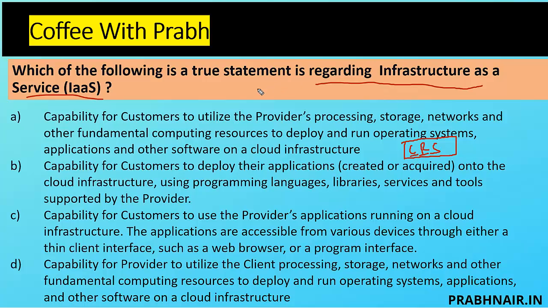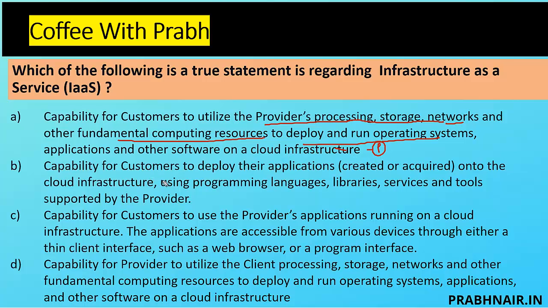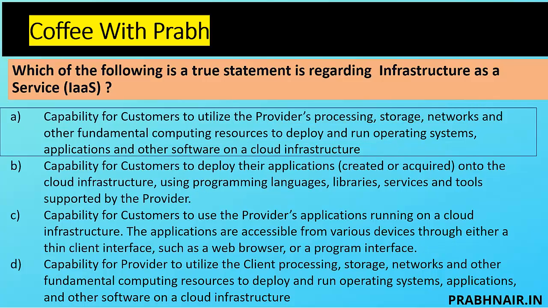So the question: which of the following is a true statement regarding infrastructure as a service? Option A, capability for a customer to utilize the provider's processing, storage, network, and other fundamental computing resources to deploy and run OS and applications on the cloud infrastructure. Makes sense, let me park this option. Option B, capability of a customer to deploy their application onto the cloud infrastructure using programming languages, libraries, and tools supported by the provider, which is not true because it is the definition of PaaS. Option C, capability of a customer to use a provider's application running on the cloud, but that is the definition of SaaS, which is wrong. Option D, capability of a provider to utilize the client's processing, storage, network and other resources, which is not true. So the only close option looks like A for alpha. Now let's move to the next question.